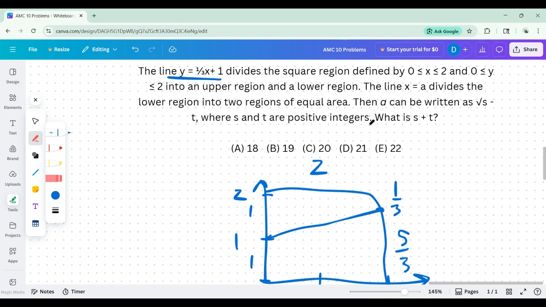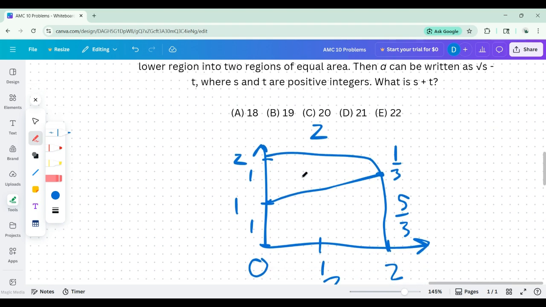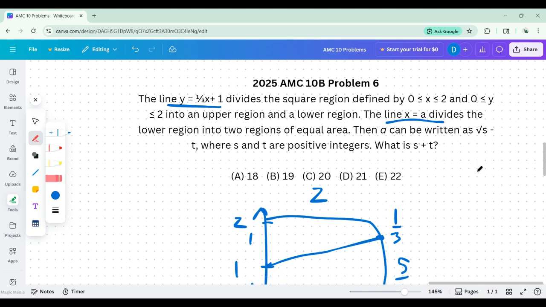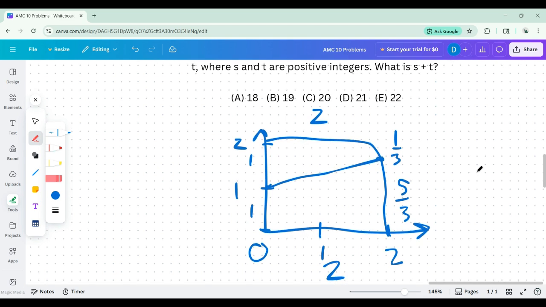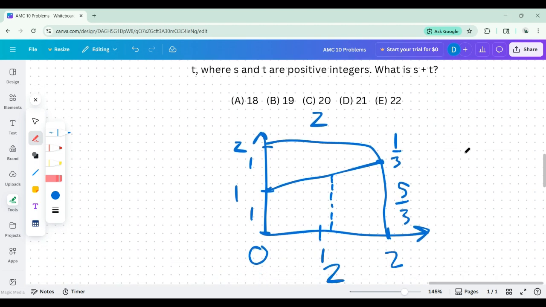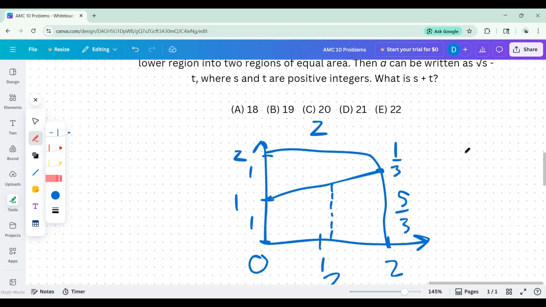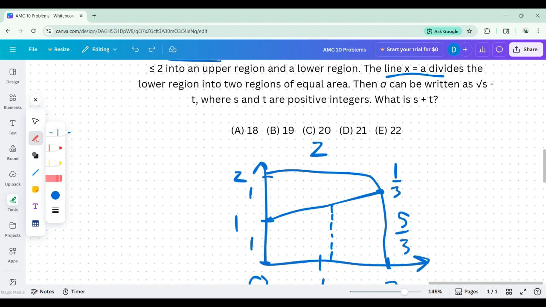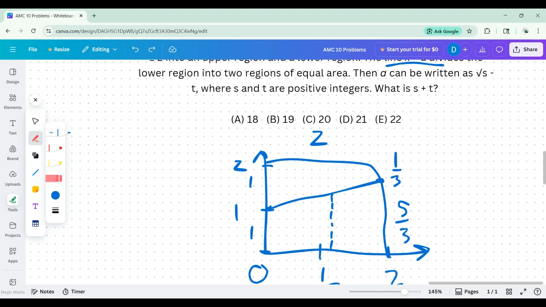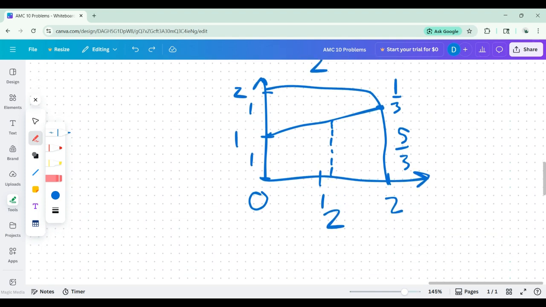Now it says that we have upper and lower region. That's correct. This is the upper, this is the lower. The line x equals a divides the lower region into 2 regions of equal area. So we have a line, let's just mark it as here. We don't know specifically where the line is yet, but the line is x equals a. And it divides the lower region, the bottom region, into 2 regions of equal area. So these 2 regions have equal area. And then we can just find the a value for this equation.